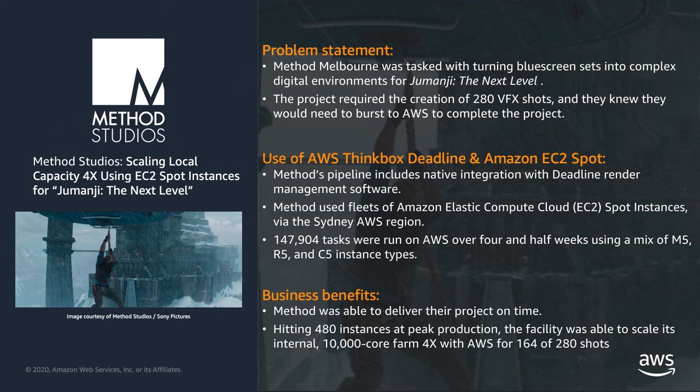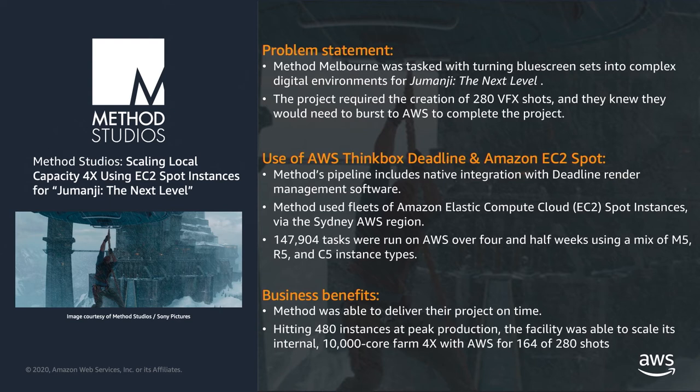So to dive a little into some of the exciting things for this particular project, they were able to peak at over 480 instances and really scale what was a 10,000 core farm to 4x that capacity on AWS, and push out 164 of the 280 shots that they had on this project through AWS. So really exciting work here. You probably saw some of their work on the sizzle reel that we got to show at the top of this presentation. Really awesome work there.